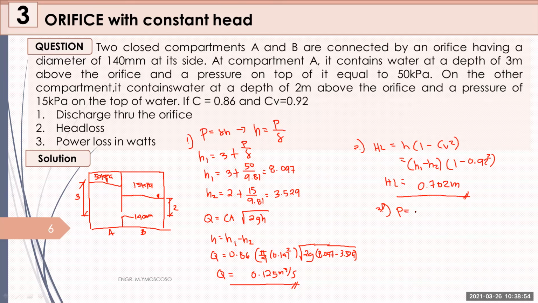Okay. For number 3, the power loss in watts. So you have your power formula, P is equals to Q gamma E. So you have your Q as 0.125, 9,810 times your energy dissipated, which is 0.702. Therefore, your power is 861 watts. Kindly confirm lang sa value ha. Please try to calculate that.